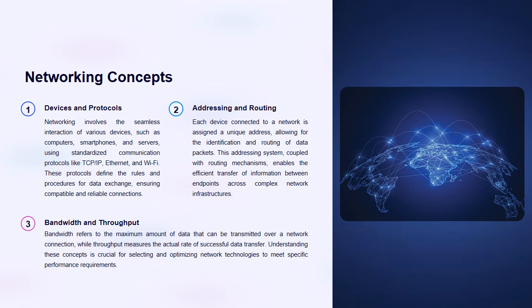Bandwidth refers to the maximum amount of data that can be transmitted over a network connection, while throughput measures the actual rate of successful data transfer. I hope this is clear, what is bandwidth and what is throughput. Understanding these concepts is crucial for selecting and optimizing network technologies to meet specific performance requirements.